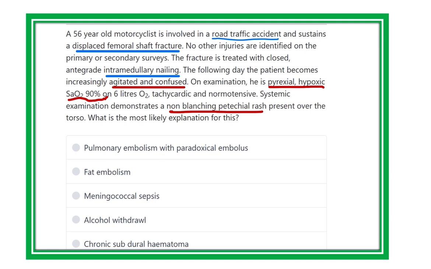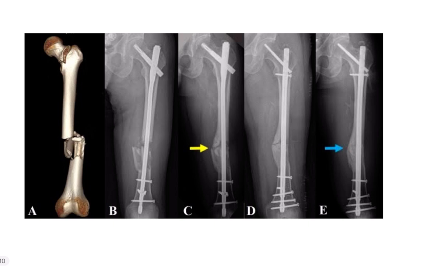Here the options are pulmonary embolism with paradoxical embolus, fat embolism, meningococcal sepsis, alcohol withdrawal, and chronic subdural hematoma. So what may be the answer? First of all, we see the fracture of the shaft of the femur, which may occur due to a road traffic accident or a high velocity injury. And here we can see the nail, which is the IM nail or intramedullary nail.